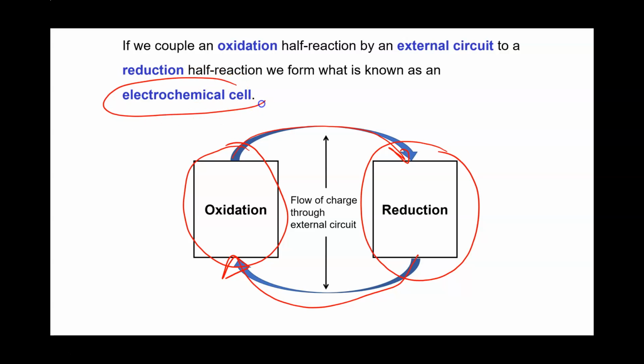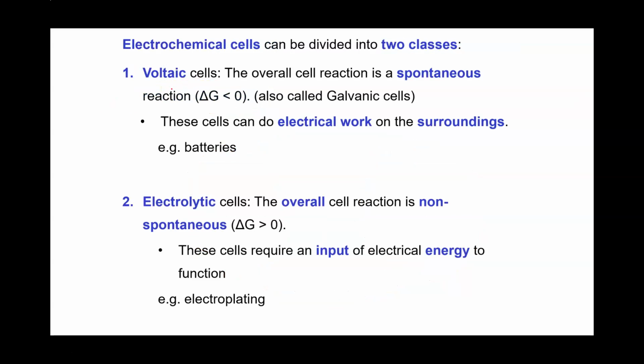So when we do this, we construct what's referred to as an electrochemical cell. And electrochemical cells can be divided into two categories. There are what are referred to as voltaic cells, and in voltaic cells the overall cell reaction is spontaneous. That is that electrons will be spontaneously lost and electrons will be spontaneously gained. And so for a spontaneous reaction, as we know, delta G will be negative. And these are what we're talking about when we're talking about galvanic cells. So in a galvanic cell, the electrochemical reaction is spontaneous.